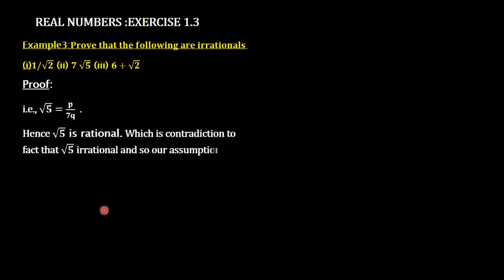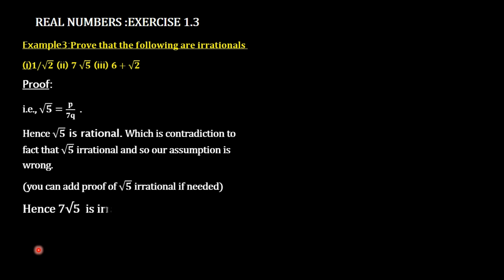So our assumption is wrong. Okay, since root 5 is irrational, we cannot prove this is a rational number. So it is a contradiction to our assumption, a contradiction to the fact that root 5 is irrational, so our assumption is wrong. Then what can we conclude? 7 root 5 is an irrational number. Okay, hence we proved our result.